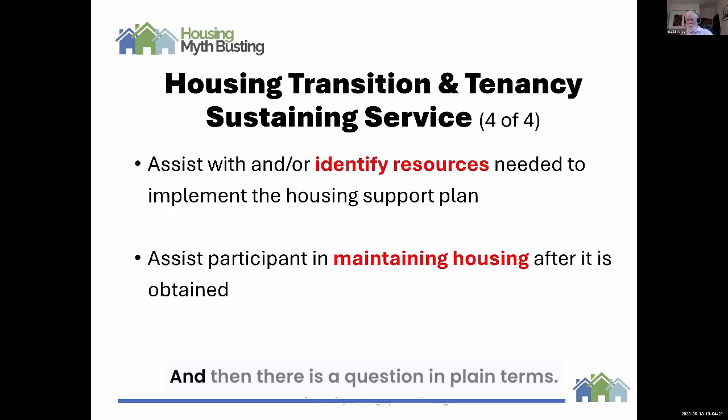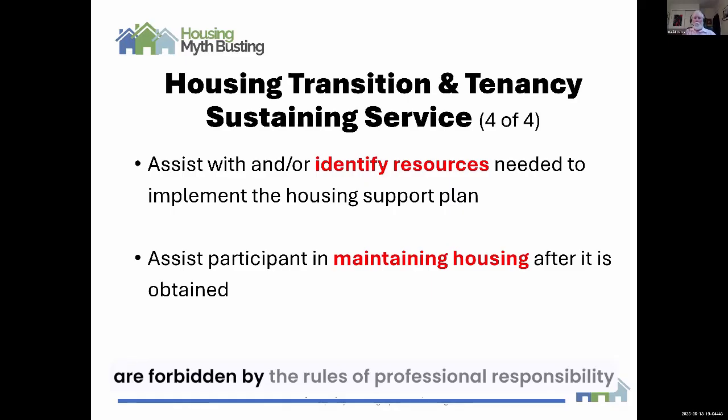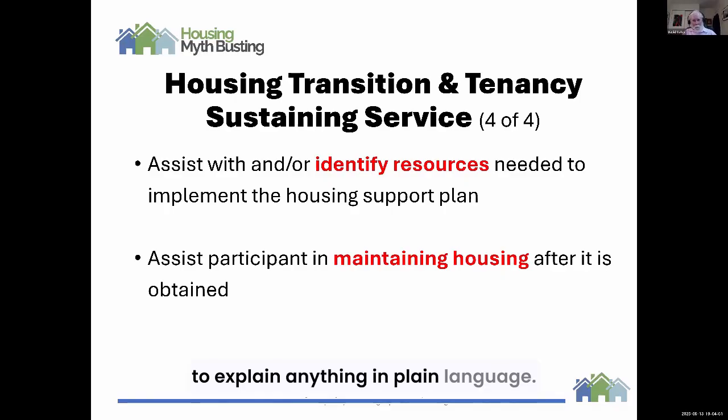Okay. And then there is a question, in plain terms, please define supported living, life sharing, or reverse life sharing. And I will talk a bit more about those shortly. I would just point out that as I am an attorney, we are forbidden by the rules of professional responsibility to explain anything in plain language. No, seriously though, I will do my best.